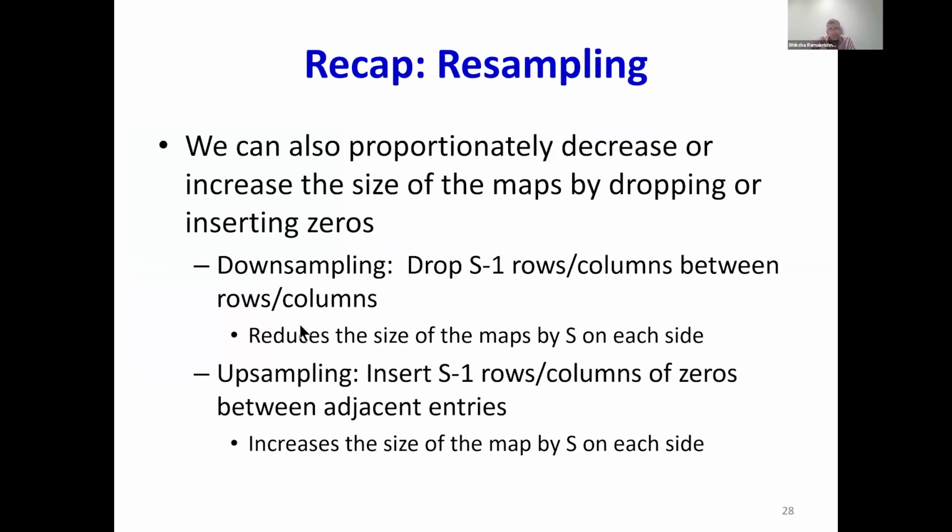So we also saw something else. We saw resampling, which can proportionately increase or decrease the size of the maps by dropping or inserting zeros. In the case of downsampling, we drop S-1 rows or columns between rows and columns. This reduces the size of the maps by a factor S on each side. If you were upsampling, you'd insert S-1 rows or columns of zeros between adjacent entries, and this increases the size of the map by a factor of S on each side.